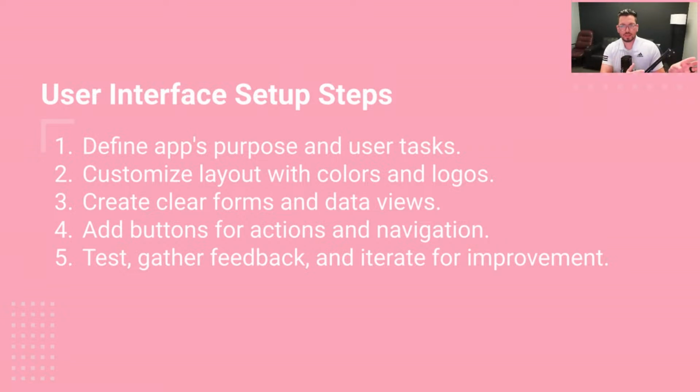Okay, so step 1, we're going to define the app's purpose and the user's tasks. And that's handled in the citizen development framework, so we've already got that one checked off. Next, we're going to customize the layout with colors and logos. We'll take a look at how to do that in a second. We're going to create clear forms and data views, so I'll share that with you as well in our app demo. We're going to add buttons for actions and navigation, and make sure that that's all set up and ready to go. Then we're going to test, gather feedback, and iterate for improvement.